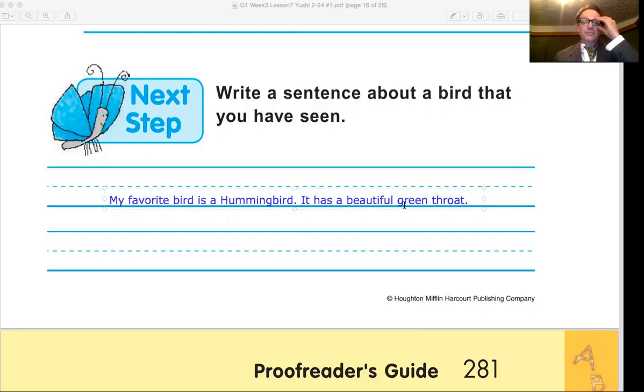So here are, I'm going to change this, because it wants one sentence. I'm going to make a comma and there. This is my sentence about a bird I've seen, and I think it is correct. I know it is. So let's read it. My favorite bird is a hummingbird. It has a beautiful green throat.